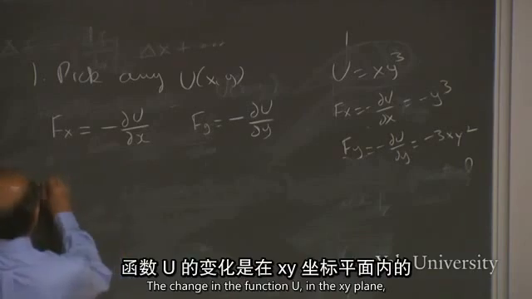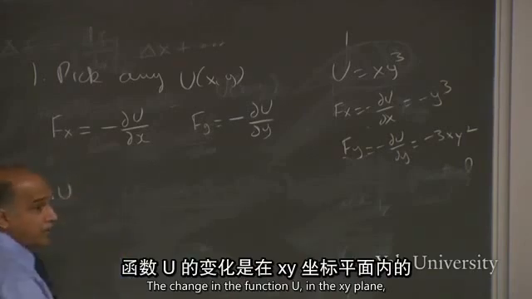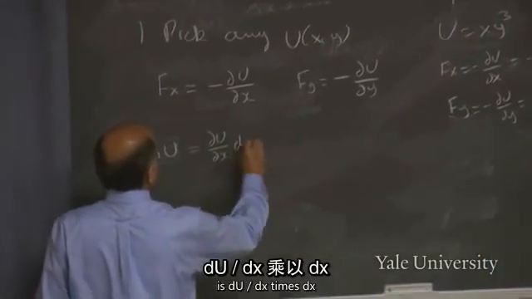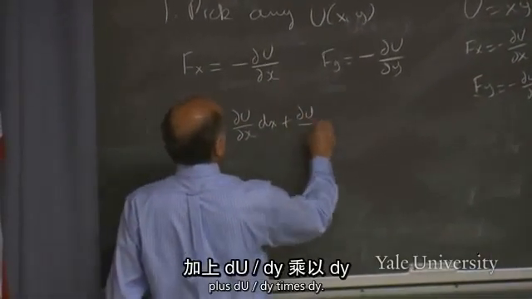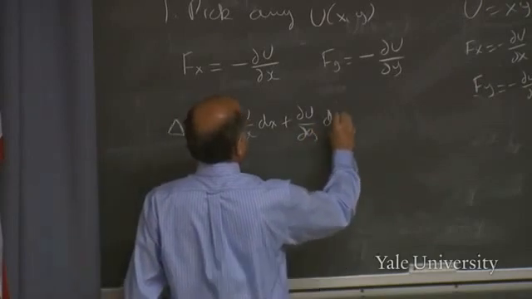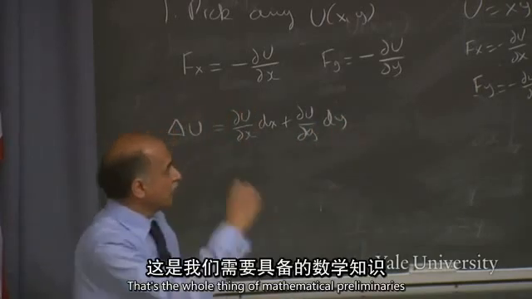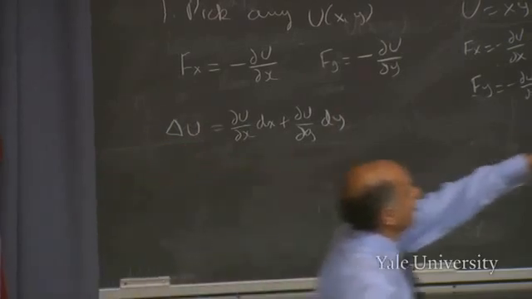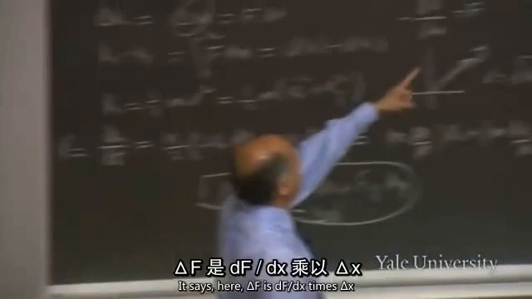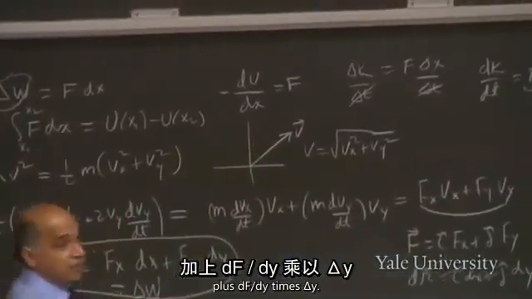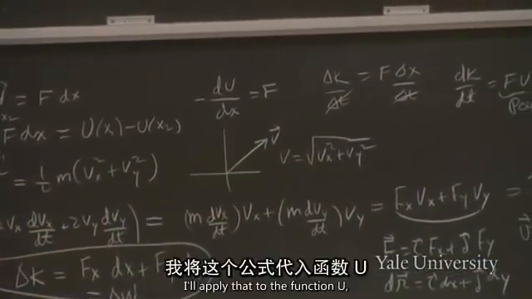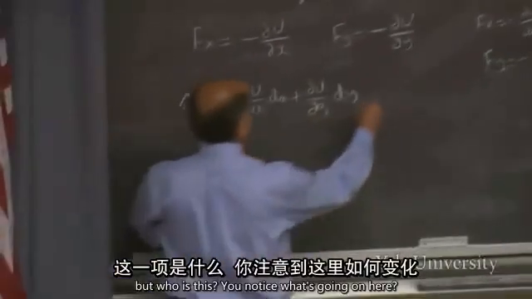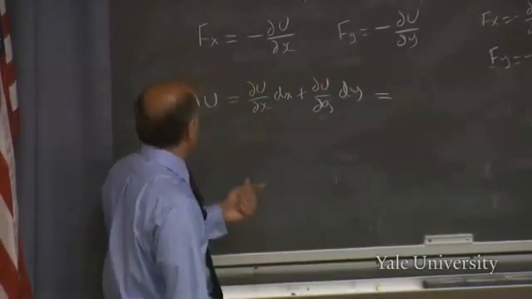The change in the function u in the xy plane, you guys remember, is du dx times dx plus du dy times dy. That's the old thing from mathematical preliminaries, which was done somewhere. It says here, delta f is delta f delta x times delta x plus delta f delta y times delta y. Apply it to the function u.